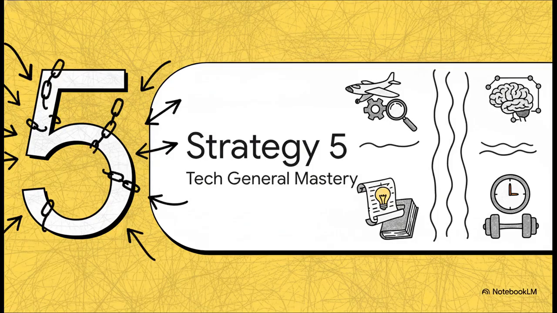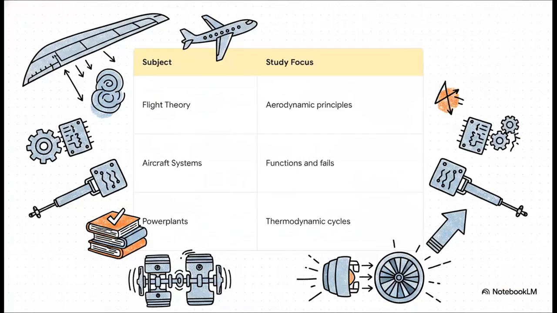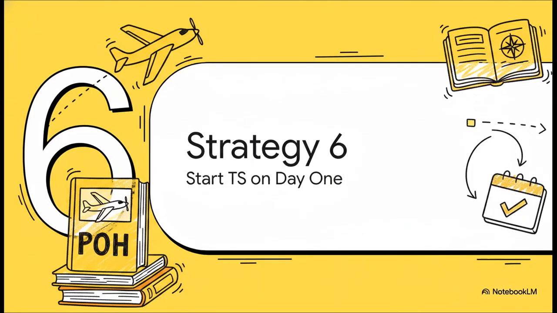Strategy 5, technical general mastery. You need to stop treating technical general as one big paper. It's actually 3 completely separate subjects, and you need to give them equal time. For theory of flight, focus on aerodynamic principles, like why a stall occurs at the critical angle of attack. For aircraft systems, know exactly how each system functions and fails in flight. And for power plants, you need to know both piston and jet engine thermodynamic cycles at depth. Too many students over-index on theory of flight and totally underestimate power plants. Don't make that mistake.